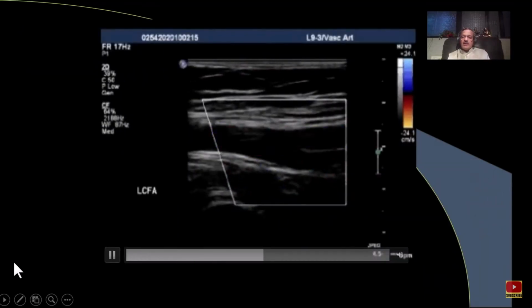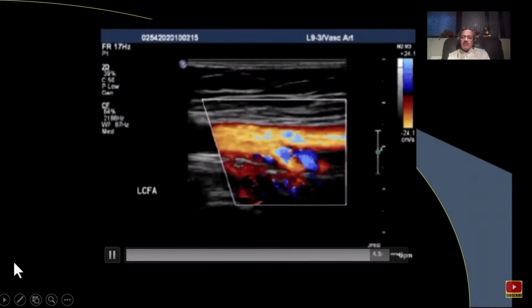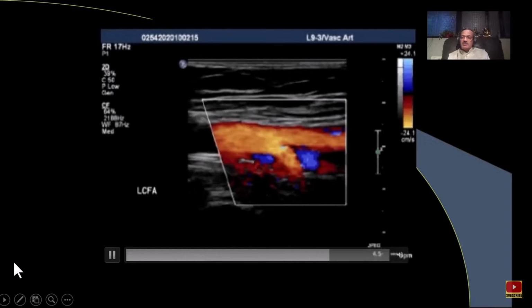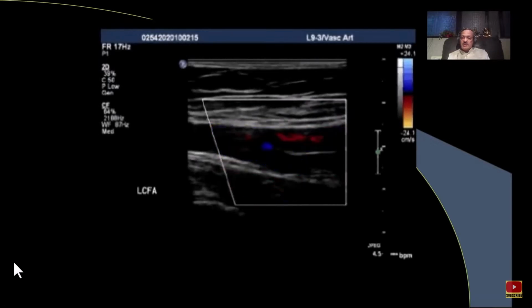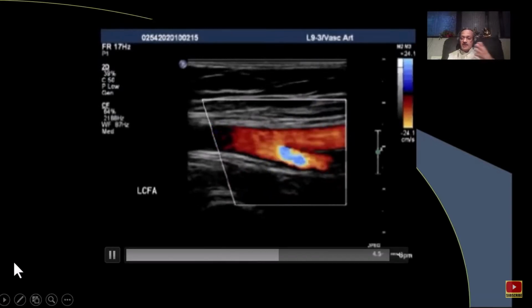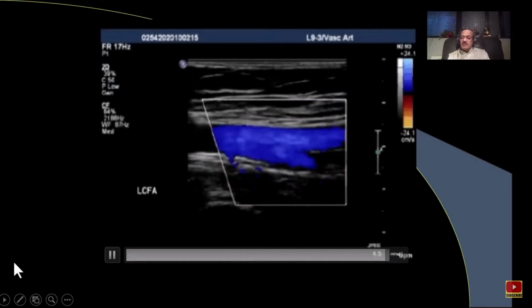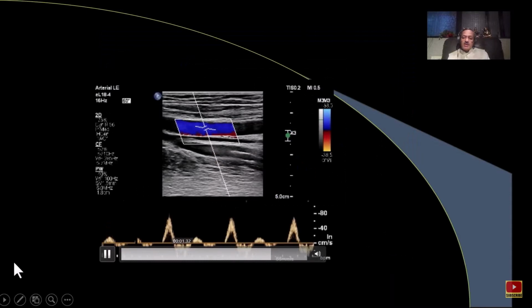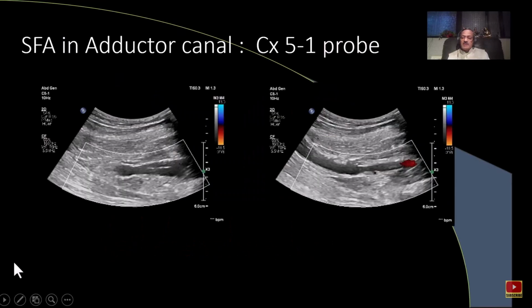That's the normal color. We see red, blue, red, blue. This blue in the center of the red is because of aliasing, because of high velocities, as we know. And the blue coming up intermittently is because of the reversal of flow. So peripheral arteries have a triphasic flow: forward, reversal in diastole, and then a forward diastolic flow. That's classical of a peripheral artery, very often referred to as a multiphasic waveform.